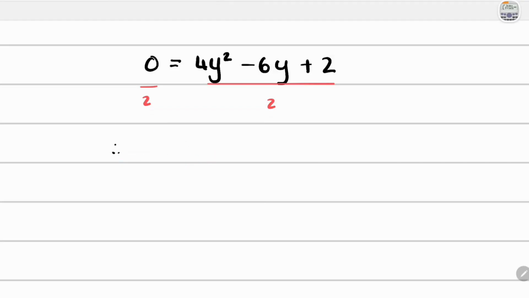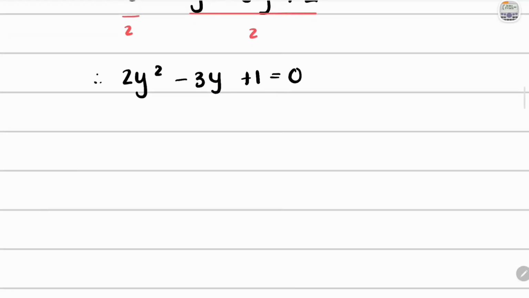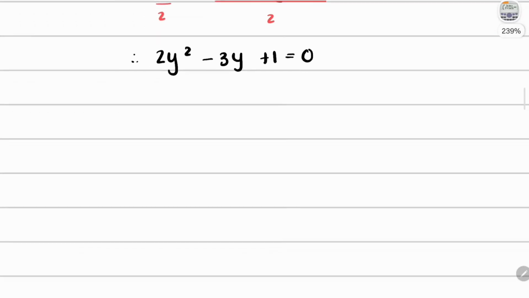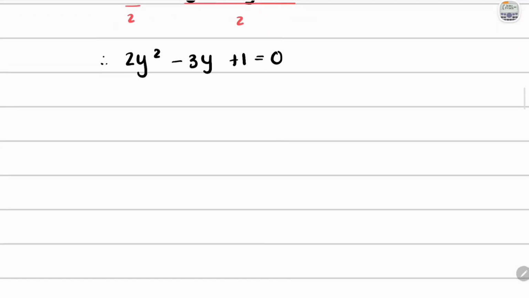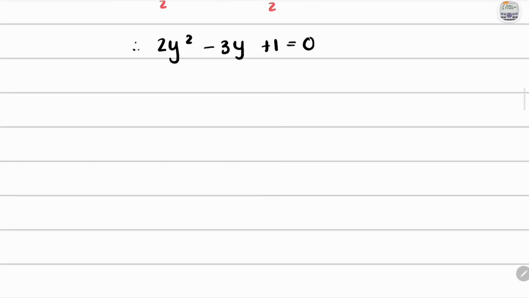And therefore, I'll just write it on this side. So that divides and becomes 2y squared. That is negative 3y. And plus 1 is equal to 0. Okay, so we have this that we have to factorize. Here is another method we can use. So this is the factor method.